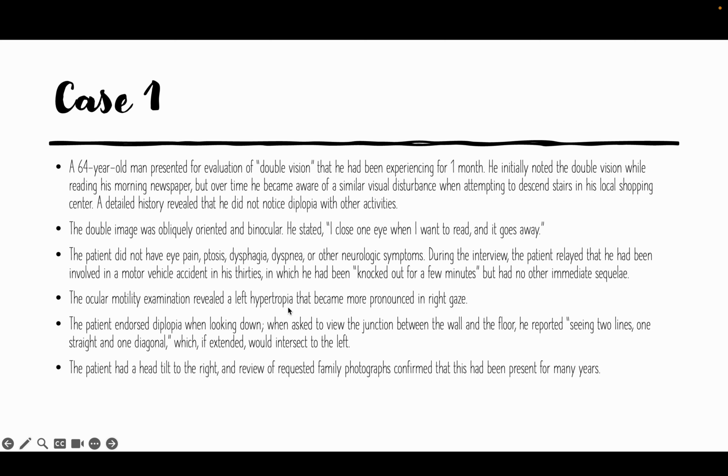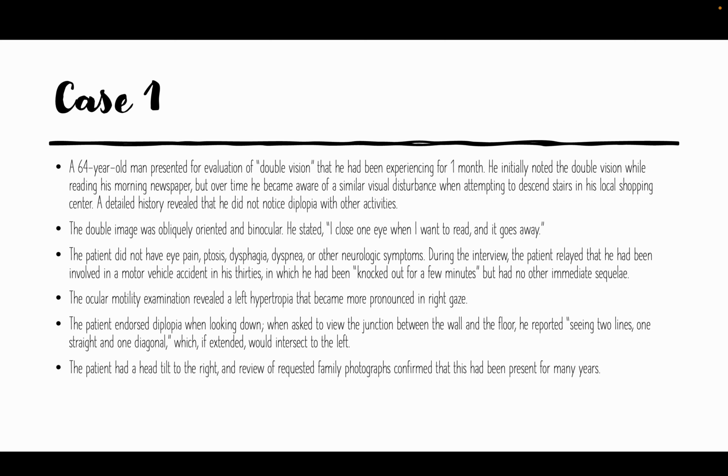So the left hypertropia is there. There is no third nerve palsy. They didn't mention anything about medial rectus palsy. Convergence is all normal, so there is no problem in that. But the left hypertropia is more pronounced on right gaze. The patient endorsed diplopia when looking down and during convergence. He sees two lines, one straight and one diagonal, which extends to the left eye.